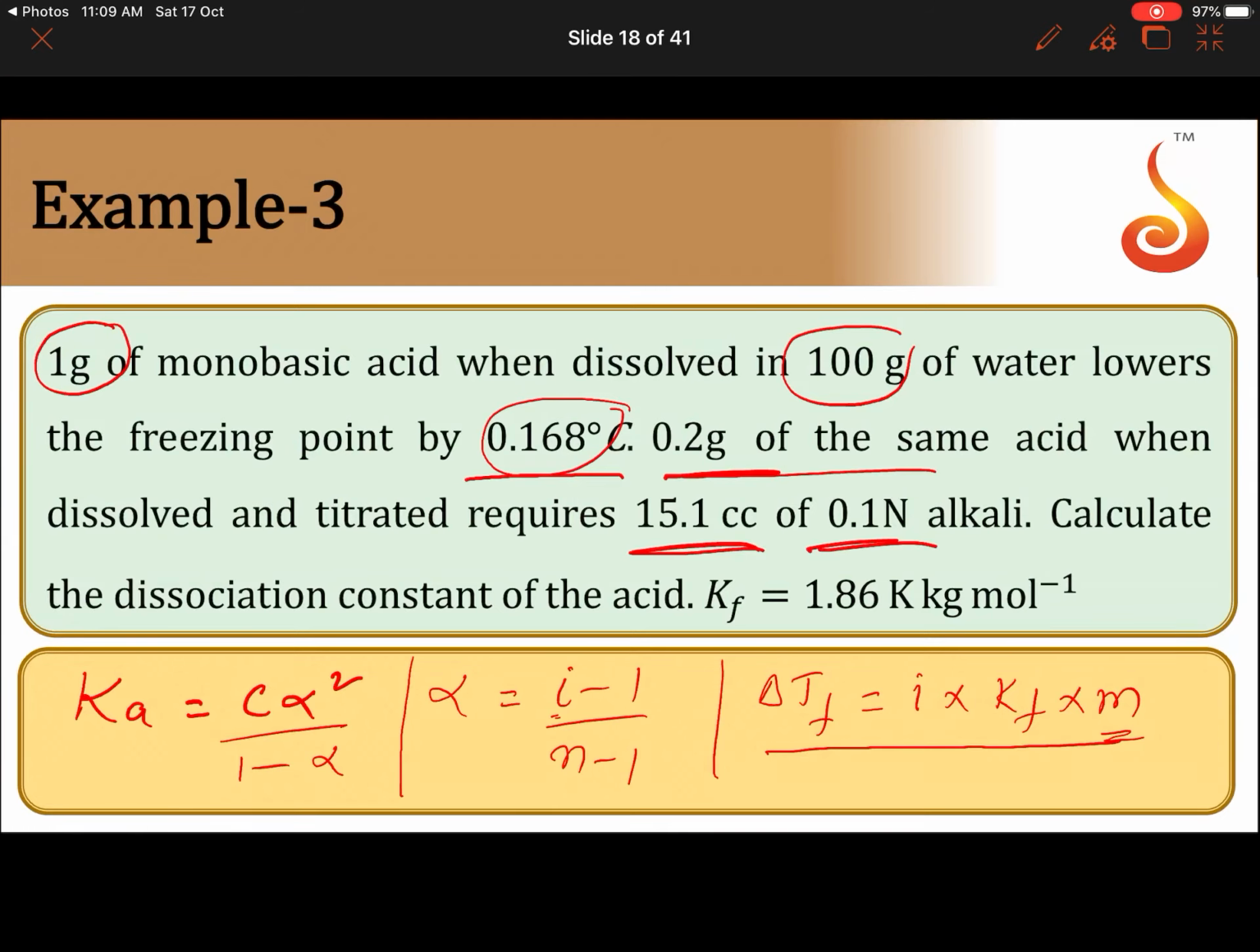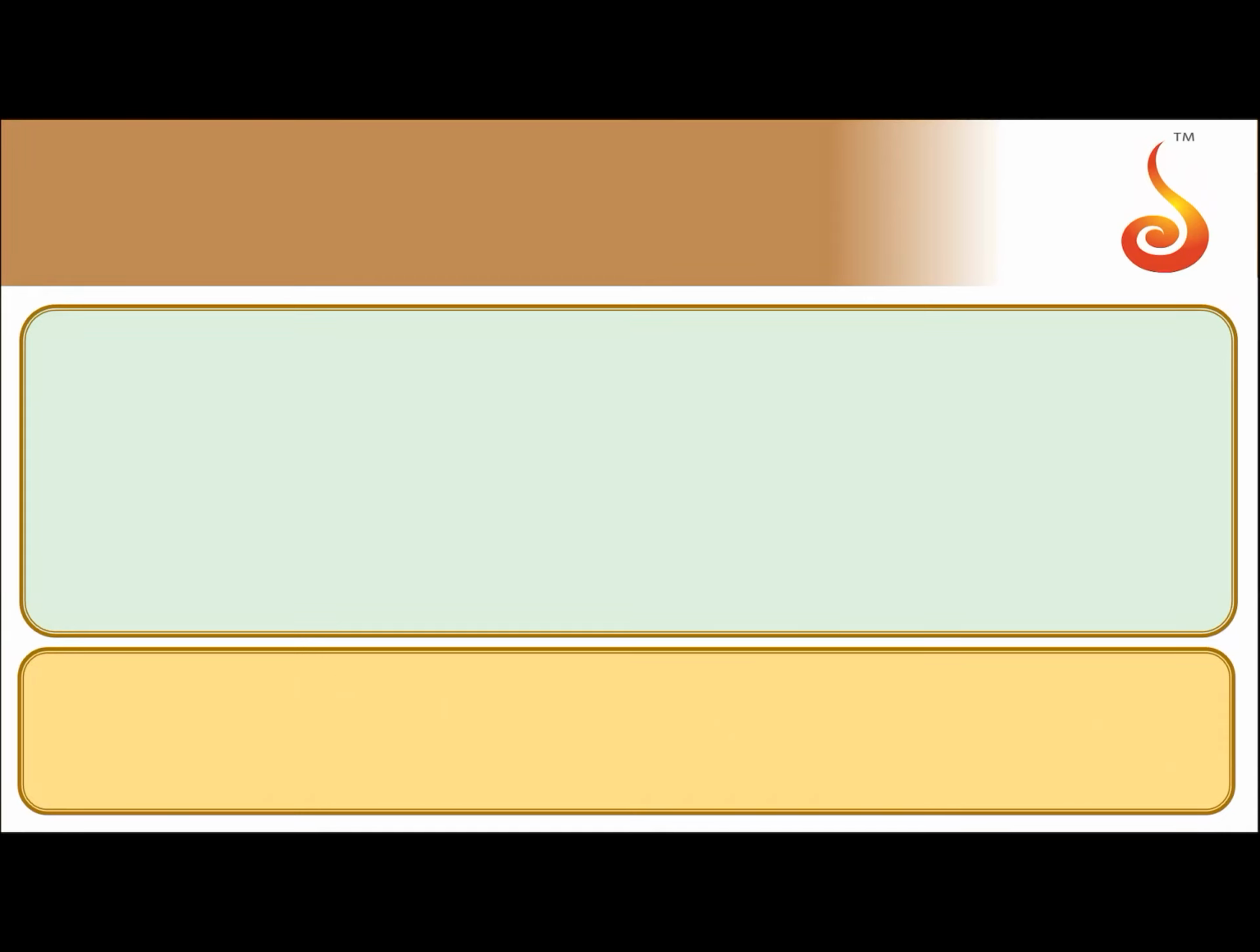Using the molecular mass of solute, we have to find out the value of i. Using the value of i, we have to find out the alpha value. And finally, using the alpha value, we have to find out the Ka value. So let us see the steps one by one. So first of all, we are applying the law of equivalence now. So applying the law of equivalence means here the number of equivalents of acid.